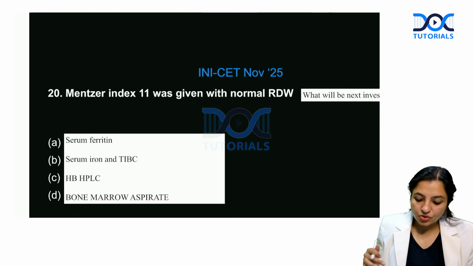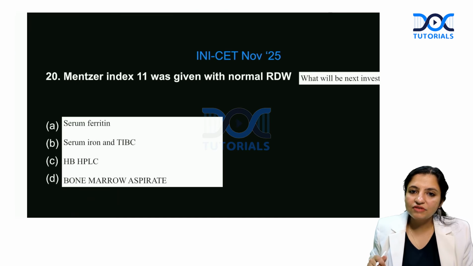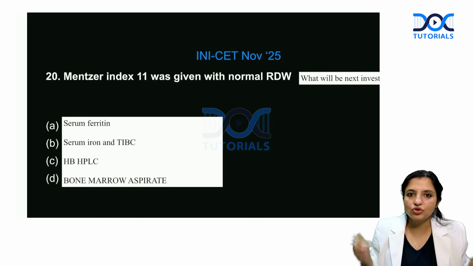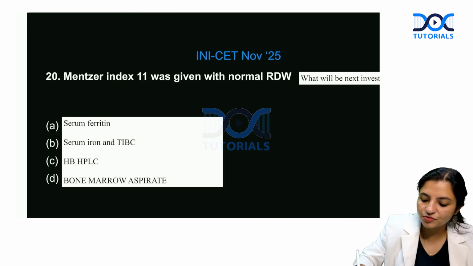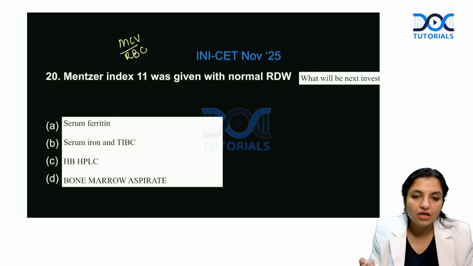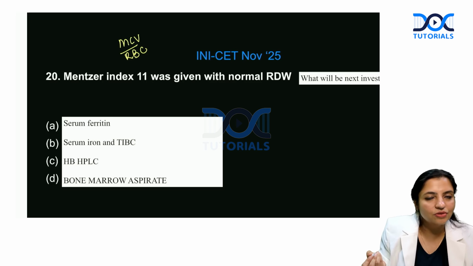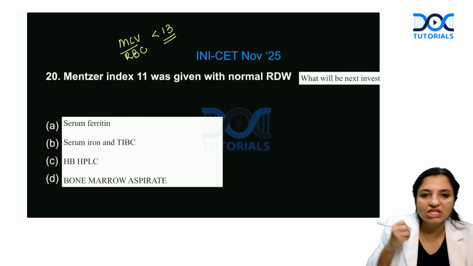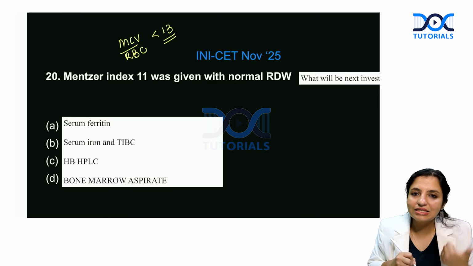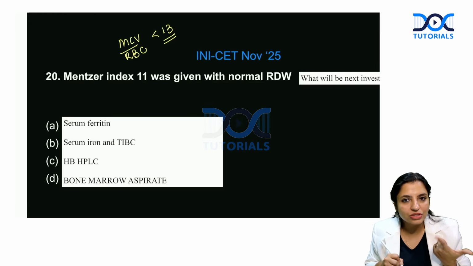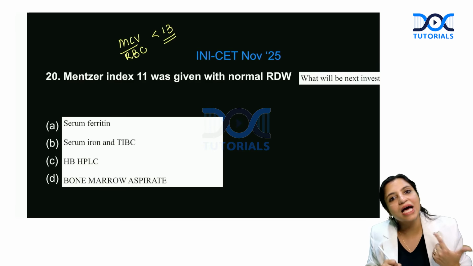Okay. Now let's go to the next question. So the Mentzer index that was given was 11 and with normal RDW. We have always told you, what is Mentzer index? MCV by RBC. Whenever we have any thalassemia, the RBC count is high, but it is a microcytic anemia, so MCV will always be low. Therefore your Mentzer index will always be less than 13. So whenever they tell you that a person has Mentzer index less than 13 and the RDW is normal, you should always think of thalassemia.